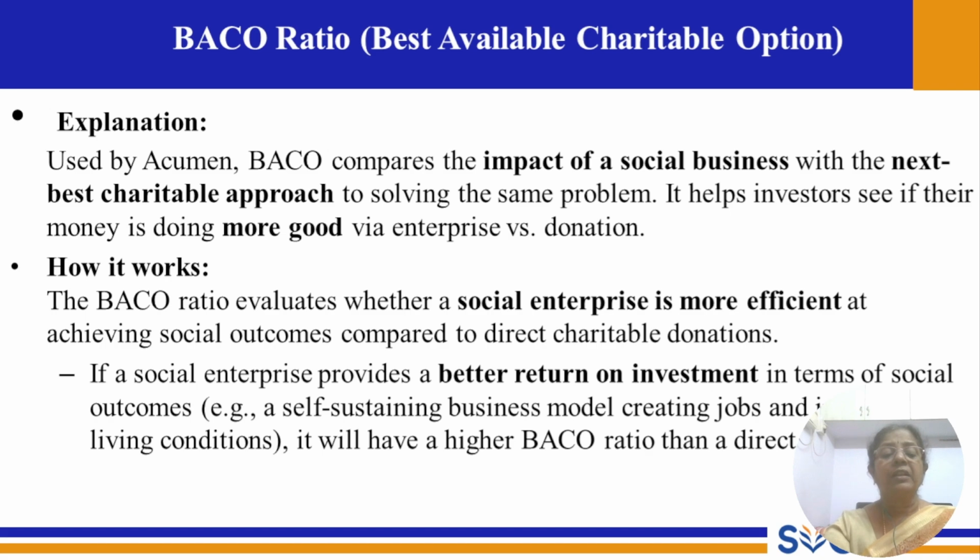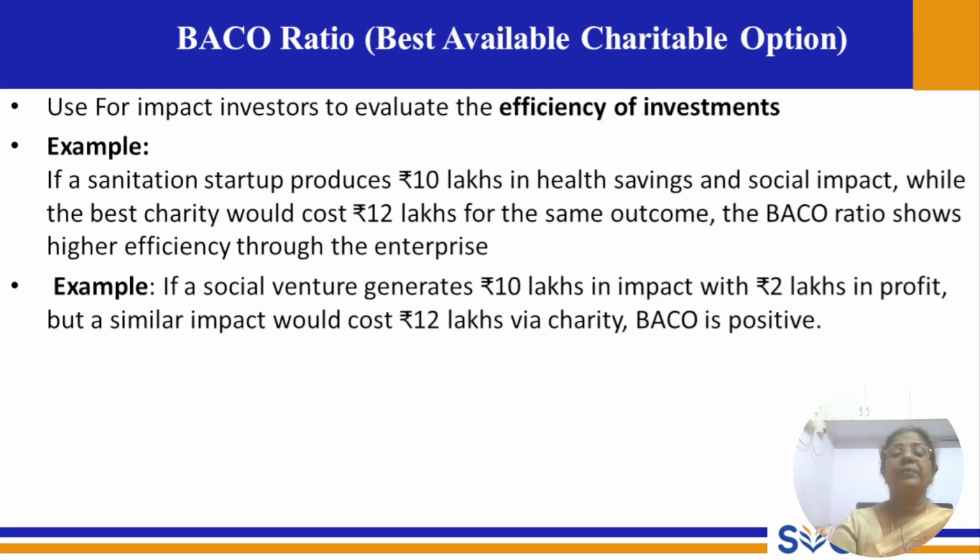How it works? The BACO ratio evaluates whether a social enterprise is more efficient at achieving social outcomes compared to direct charitable donations. If a social enterprise provides a better return on investment in terms of social outcomes. Example, a self-sustaining business model creating jobs and improving living conditions. It will have a higher BACO ratio than a direct charity model.